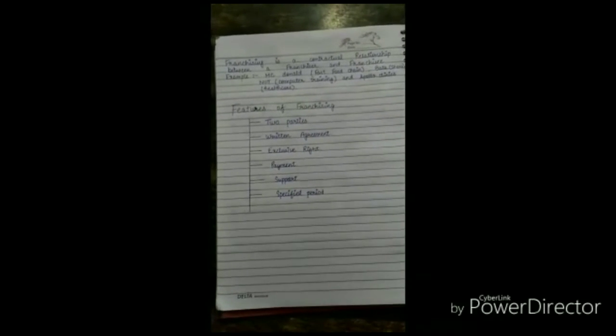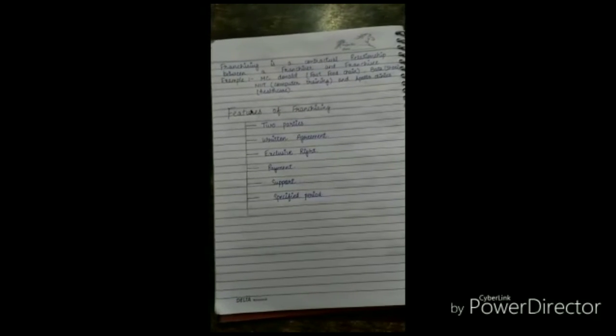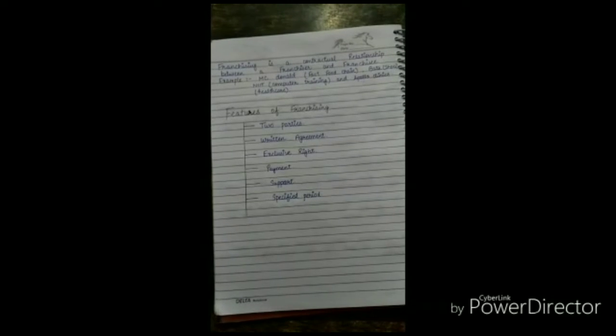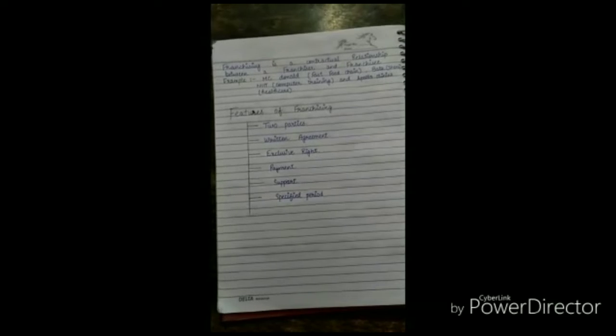The sixth feature of franchising is specified period. The agreement is for a specified period, for example 5 years. On the expiry of this period, the agreement may be renewed with the mutual consent of both the parties.